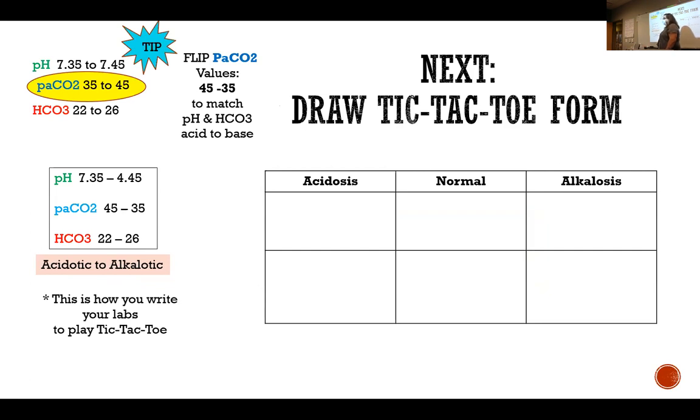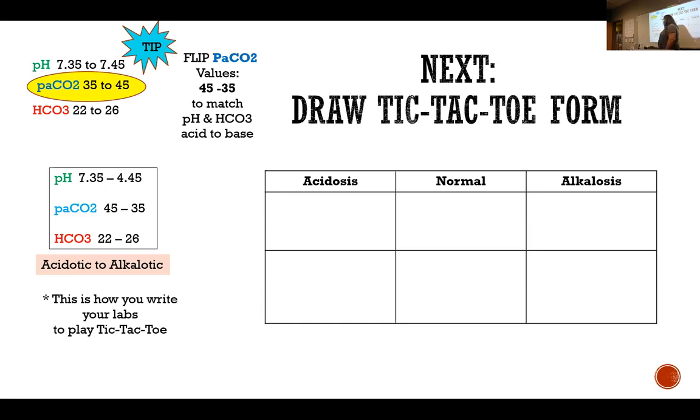This might sound dumb. So then should we just memorize that PaCO2 is 45 to 35? Because originally it was just written as 35 to 45. You sure could. That'd be one less step for you to take. If that's how your mind works, and it makes sense to you, yeah. Absolutely. Because I do want you to flip that. That's going to make tic-tac-toe lots easier to play.